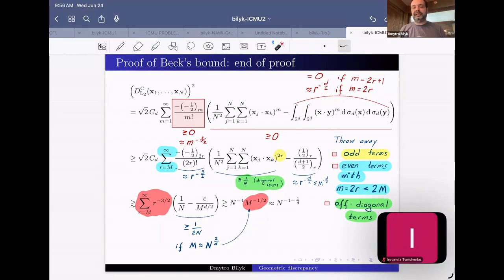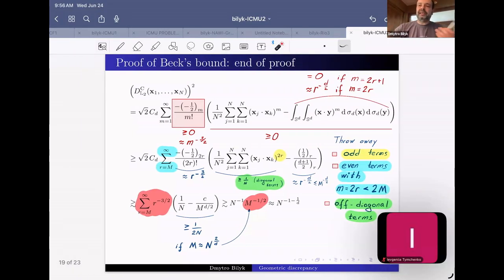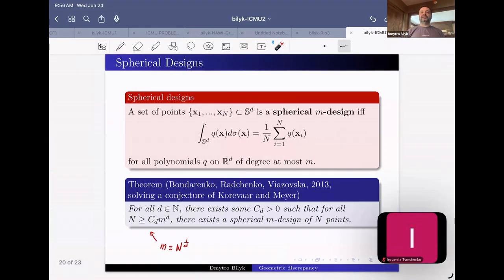Well, objects like this are actually very well known. These are called spherical designs. So this can be 0. A spherical design is a set of points on the sphere such that for all polynomials up to a given degree, the average over the sphere is equal to the discrete average. Okay. It was known for a long time that in general they exist, but the optimal bound was not known for a long time.